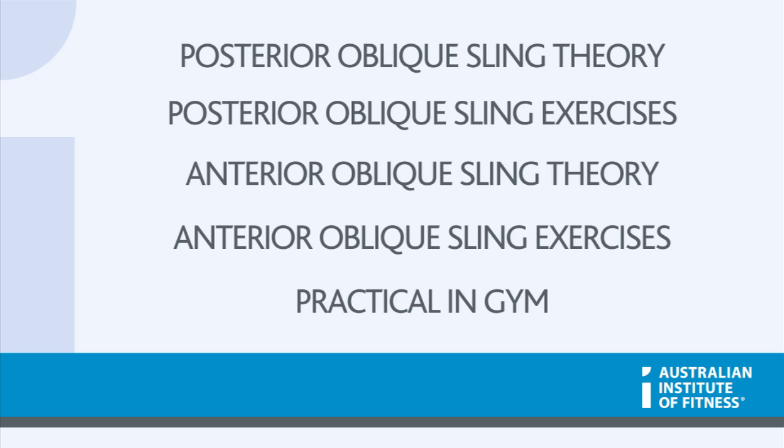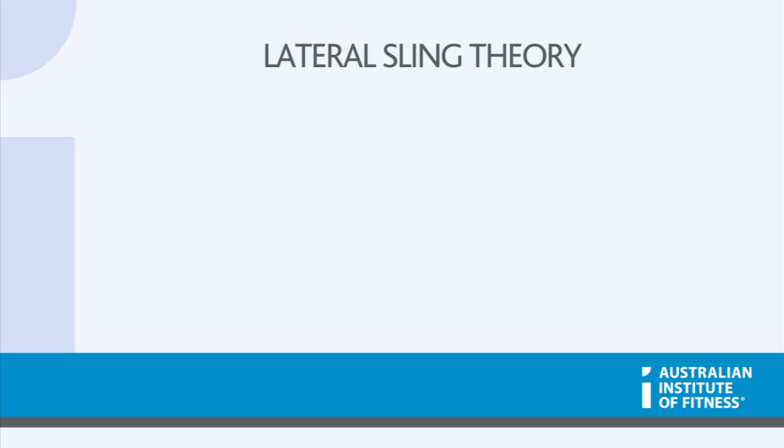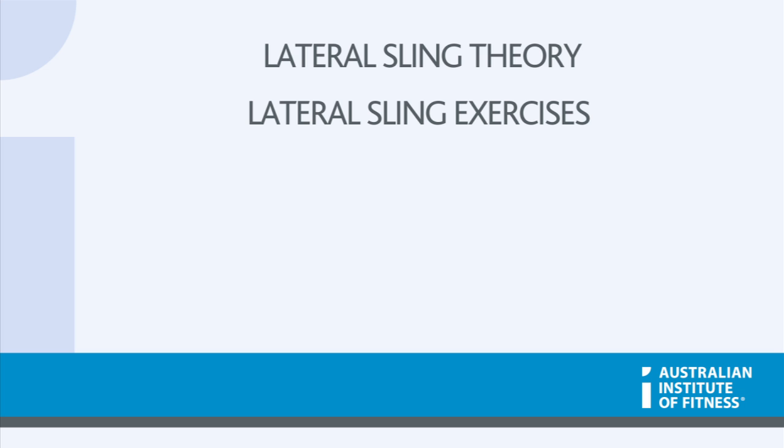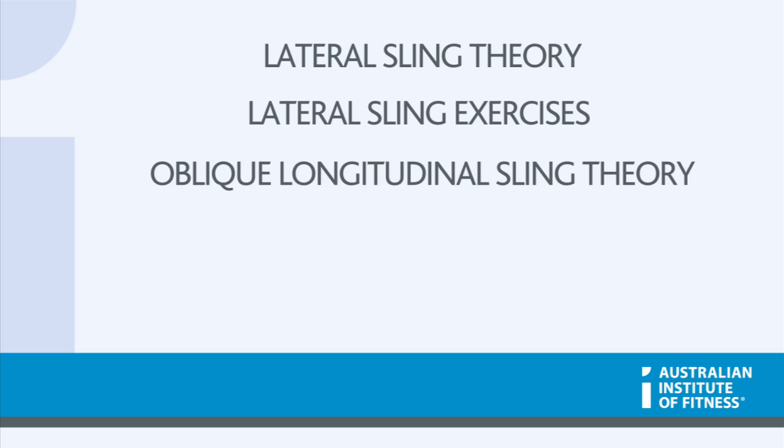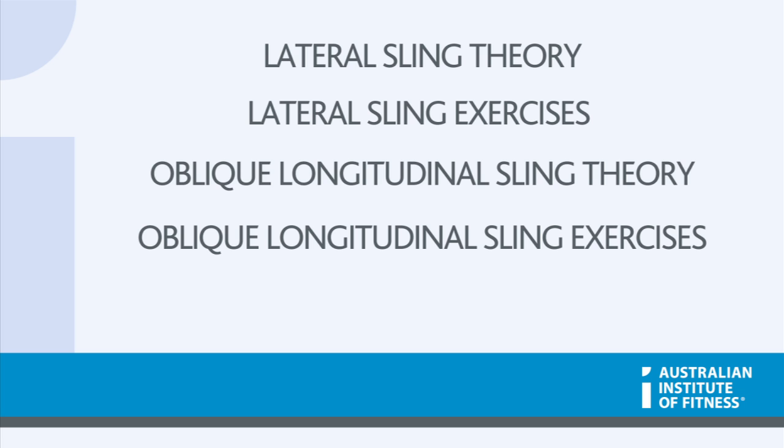In the second half of the session, go through the lateral sling, check the exercises, talk about them, then go through the posterior longitudinal sling and talk about the exercises. Then you go to the gym and workshop both lateral and posterior longitudinal sling, and that breaks the session into some really good, manageable chunks for the friends.